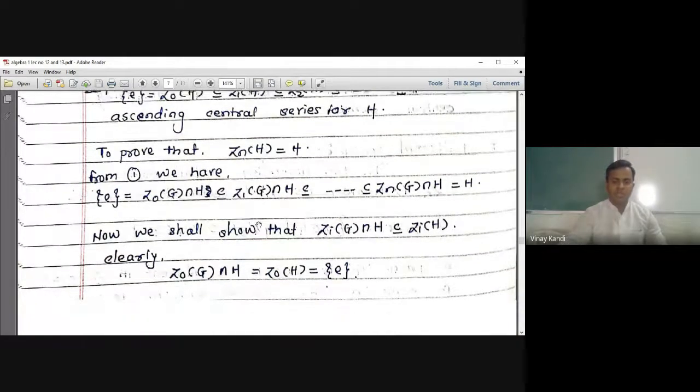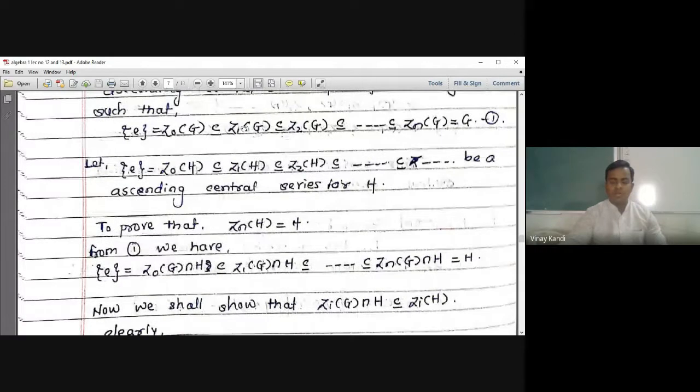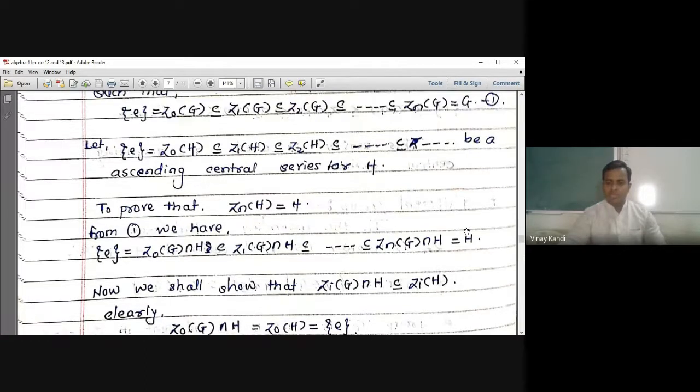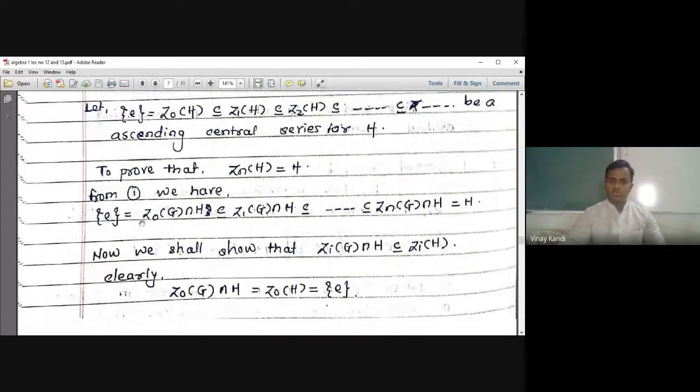Look at here. From 1 we have Z naught of G intersection H, and give it as a singleton E. The singleton E is equal to Z naught of G intersection H, which is contained in Z1 of G intersection H, which is contained in up to Zn of G intersection H is equal to H. Why? Because H is a subgroup of G and Zn of G is nothing but G. So G intersection H is equal to H. So we have to prove this is the ascending central series for H.